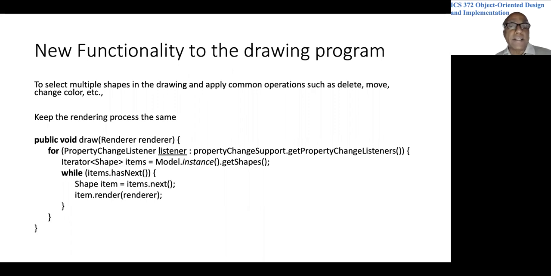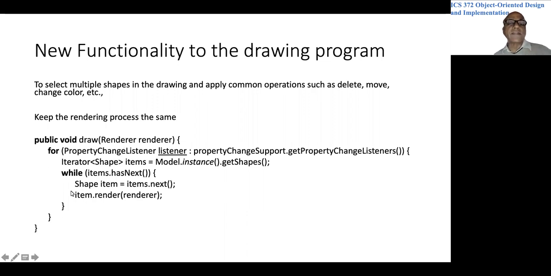Suppose you want to implement all that stuff, but we still want to have the same rendering process. So this is the current rendering process in the view. What it does is it gets all the shapes from the model and then loops through the collection and picks up each shape and asks that shape to render itself using the renderer that you got from the physical view. So this is the logical view. It got the physical view's renderer, and it passed that renderer to the render method of the shape.